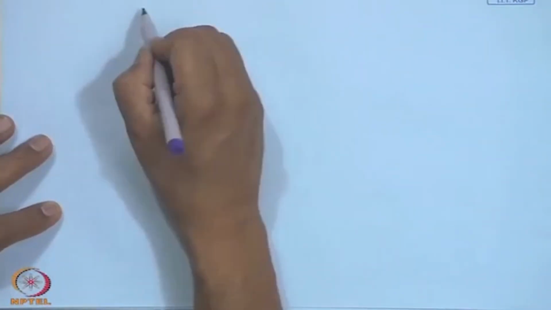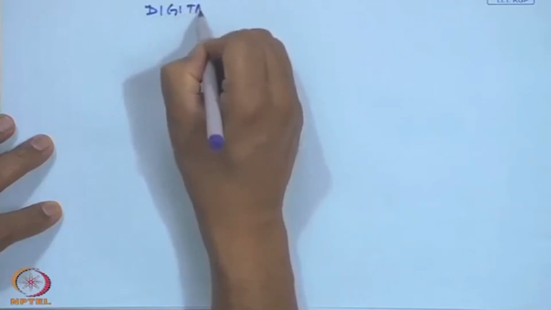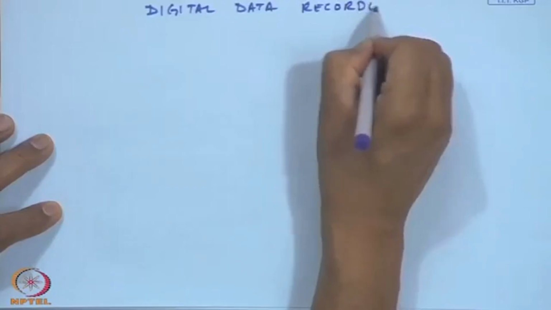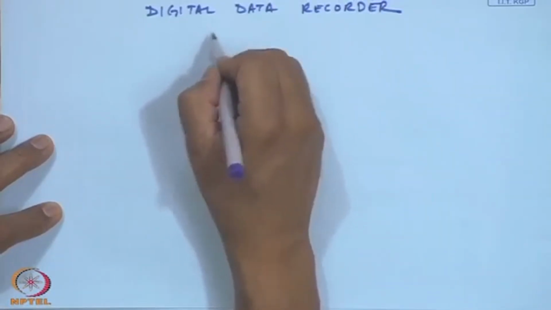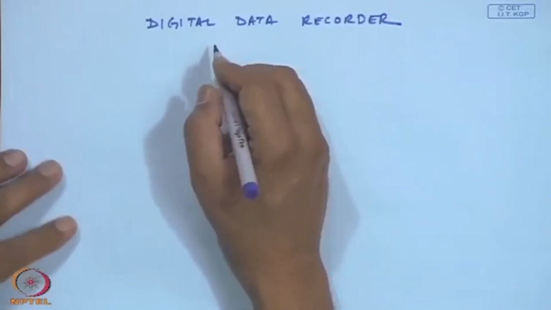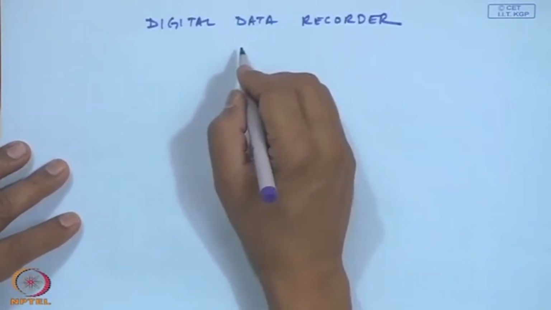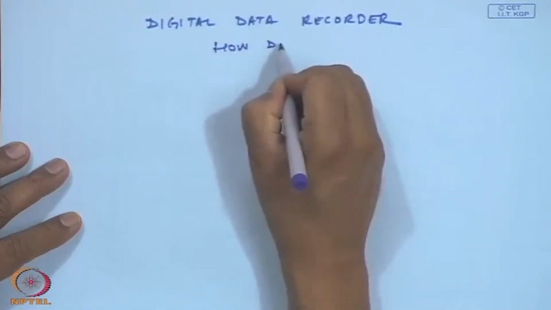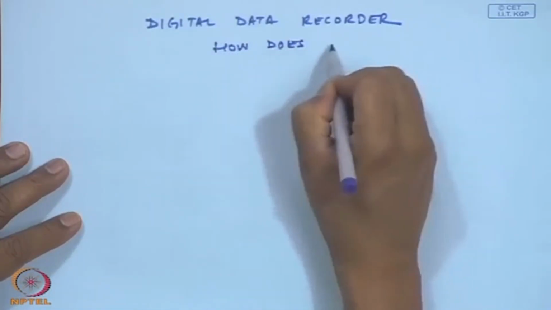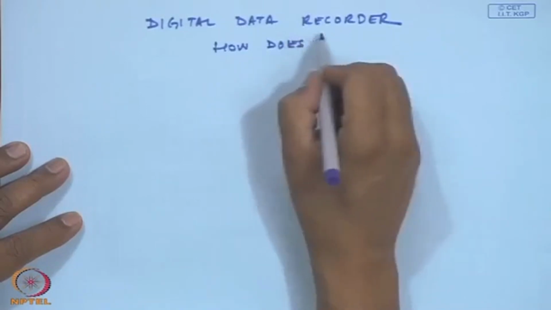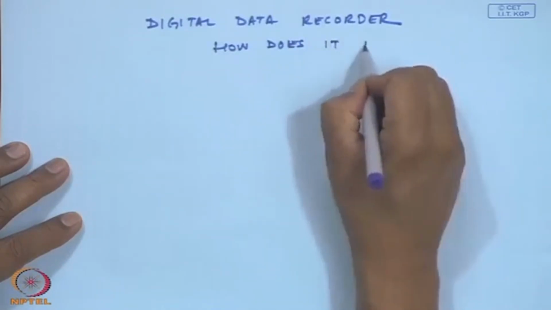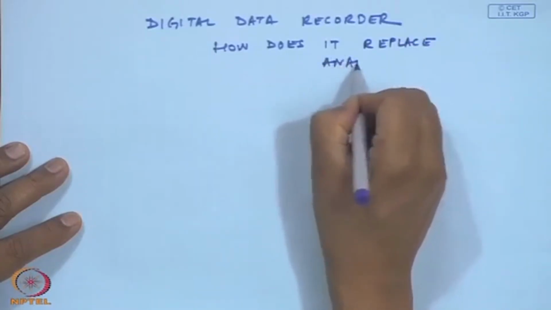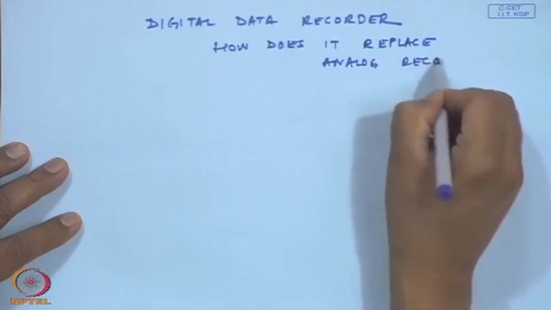Now, how do such digital data recorders replace the conventional analog data recording people were doing by hand? How does it replace analog recording?